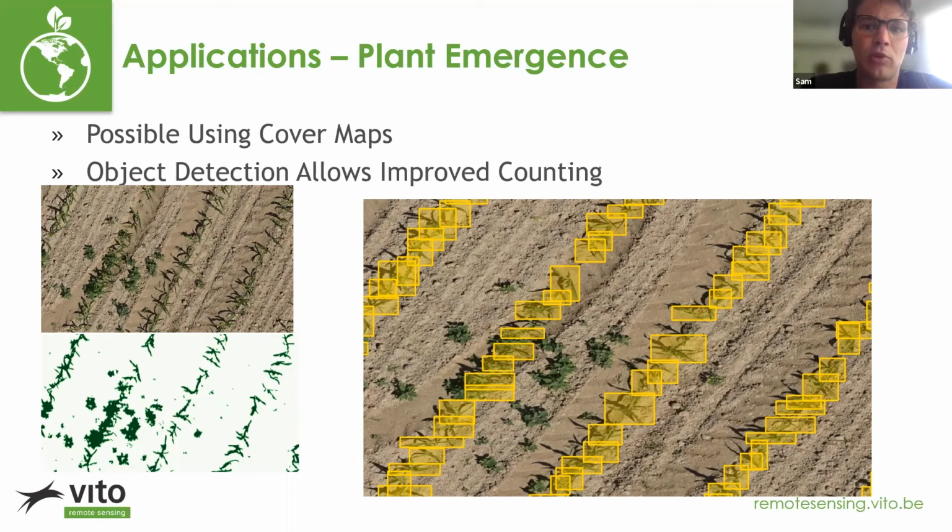So one example is when you're calculating plant emergence and trying to count the number of plants that are actually emerging at a certain time in a field. This is possible using cover maps. As you can see on the left, we are able to produce this cover, which is shown in green, but there are problems here. For example, it's hard to differentiate if you have weeds in the field, and also if you have overlapping plants, it's hard to differentiate between them.